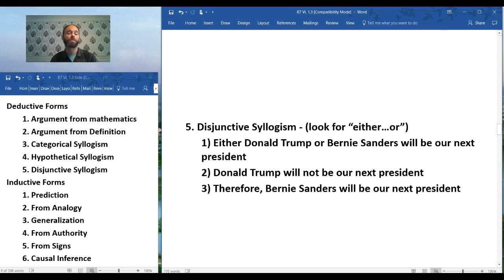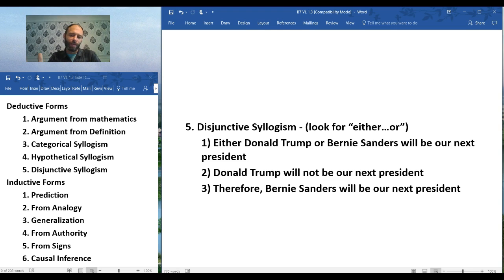The final type of syllogism we're given is disjunctive syllogism. So here you're looking for a disjunction. So look for either-or statements. Here's an example. Premise 1, either Donald Trump or Bernie Sanders will be our next president. 2, Donald Trump will not be our next president. Therefore, Bernie Sanders will be our next president.